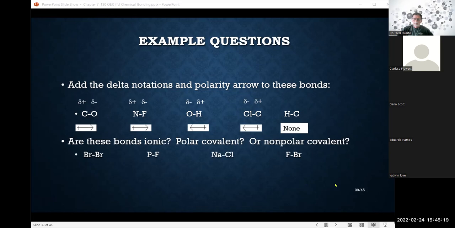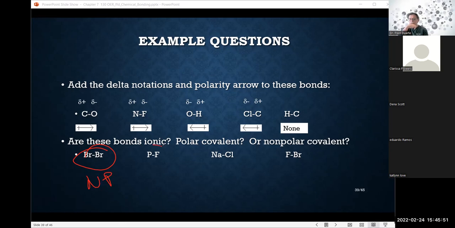All right, are the bonds ionic, polar covalent, or nonpolar? Typical type of question, okay? And so we take a look and we see we got the bromine. Well, obviously two nonmetals, okay? So that's a covalent bond. So the next question, once we determine it's covalent, is it polar or nonpolar? Well, we got two atoms of the same. So we have a nonpolar bond, NP, okay?